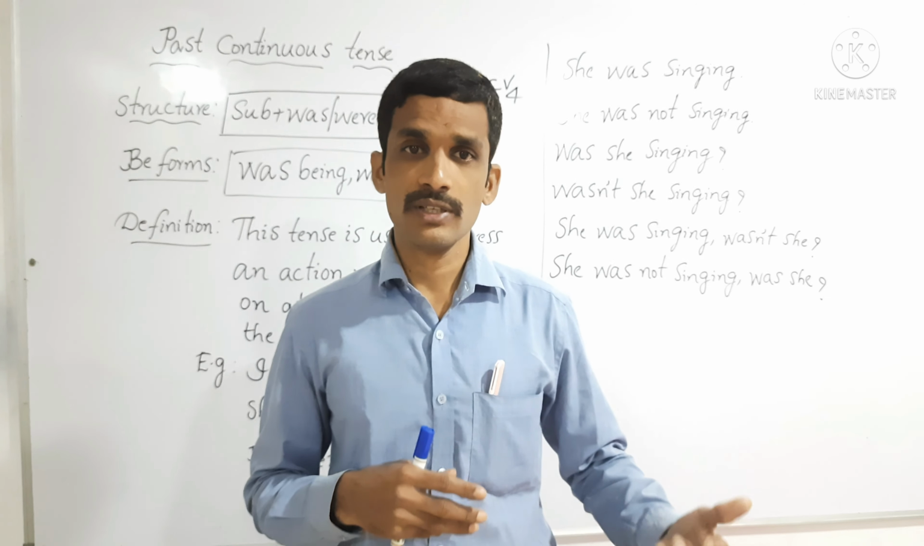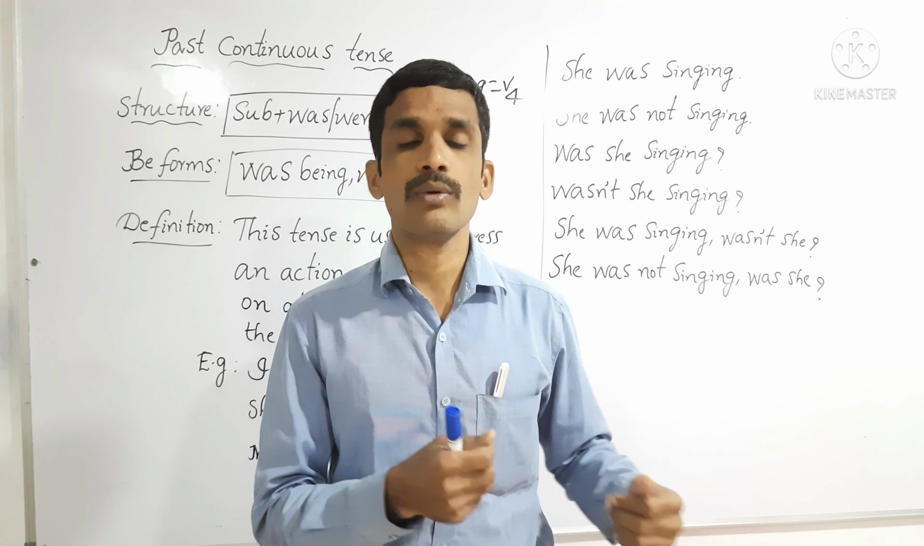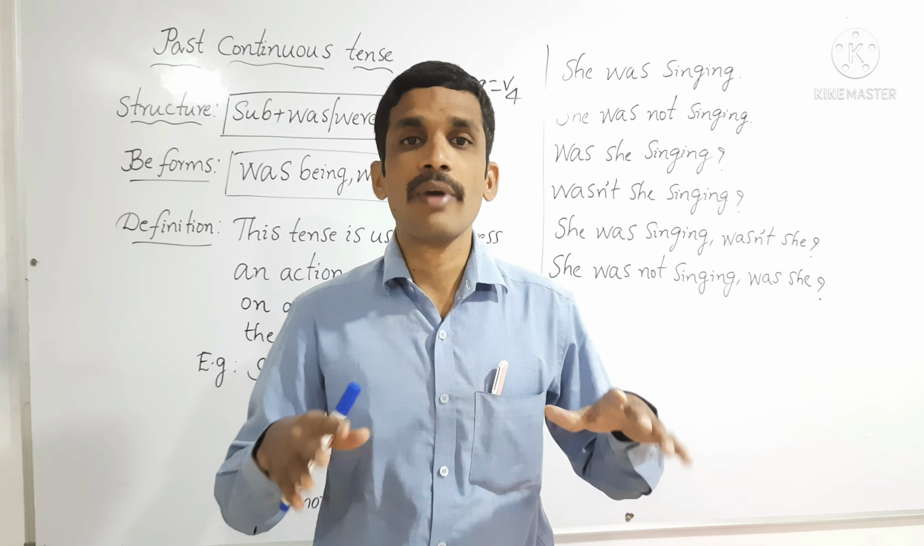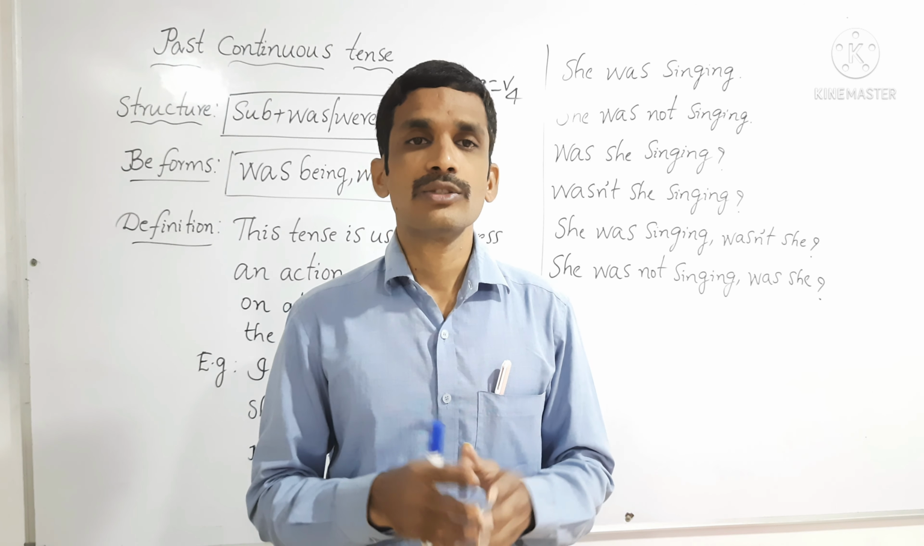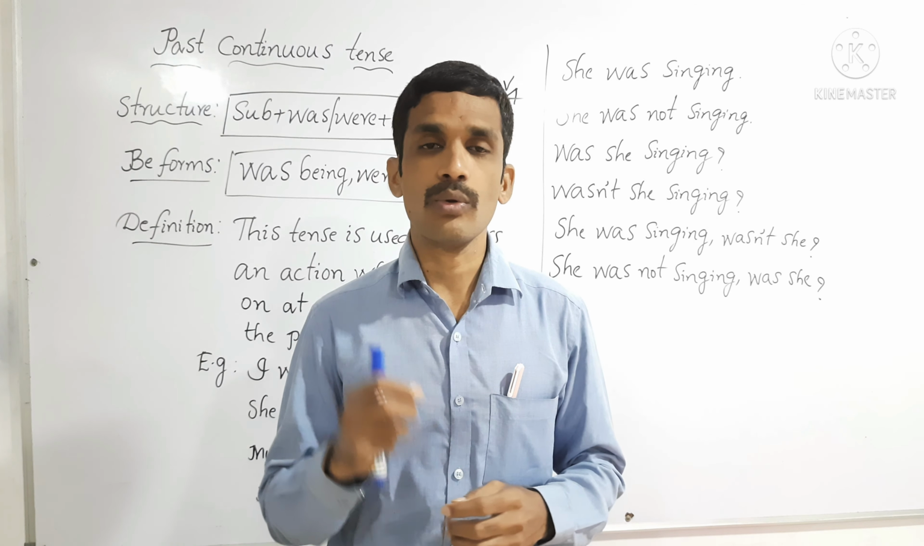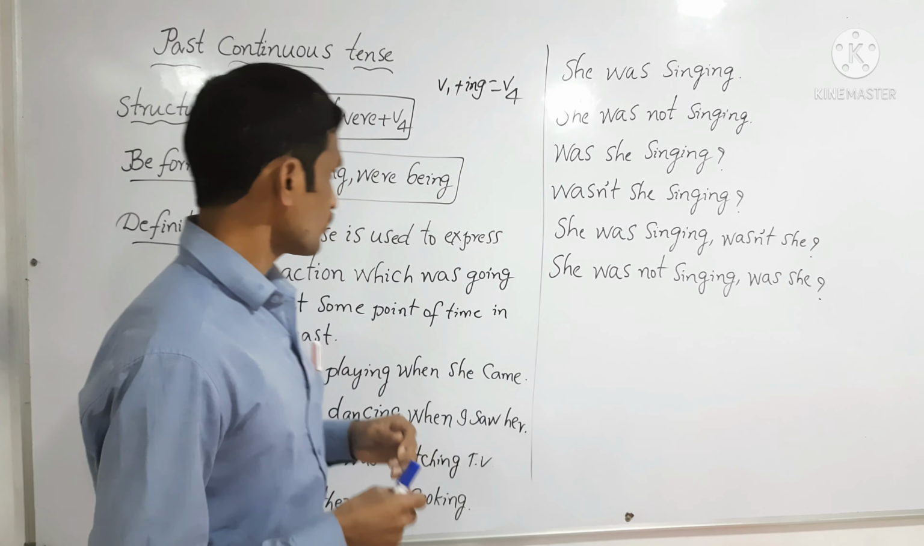So, in order to describe an action which was going on at some point of time in the past, maybe yesterday, the day before yesterday, or maybe last week, or last month, or maybe 10 years back, by this time some action was going on, right? So to describe that action, we have to use past continuous tense or past progressive tense.